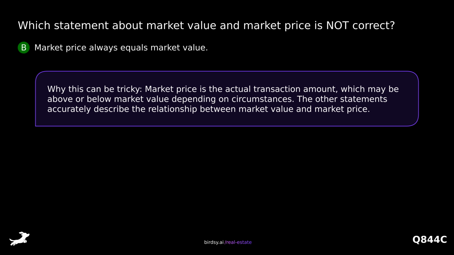Why this can be tricky? Market price is the actual transaction amount, which may be above or below market value depending on circumstances. The other statements accurately describe the relationship between market value and market price.